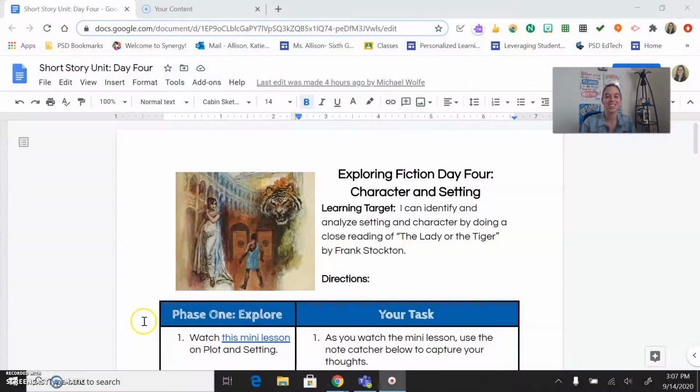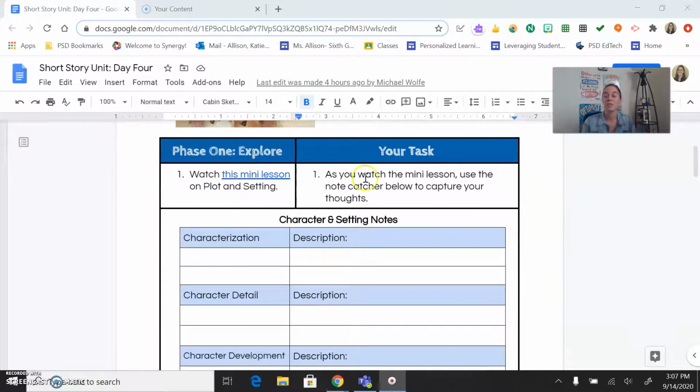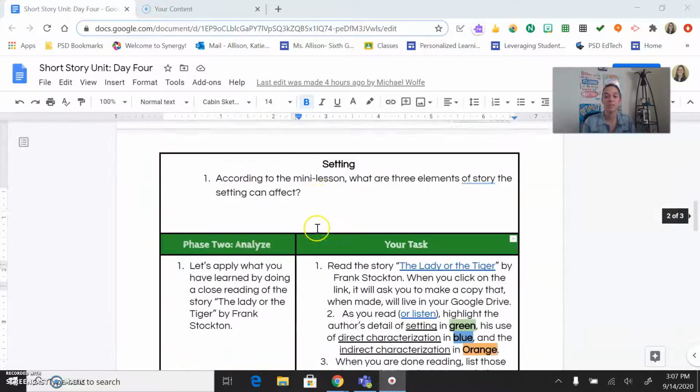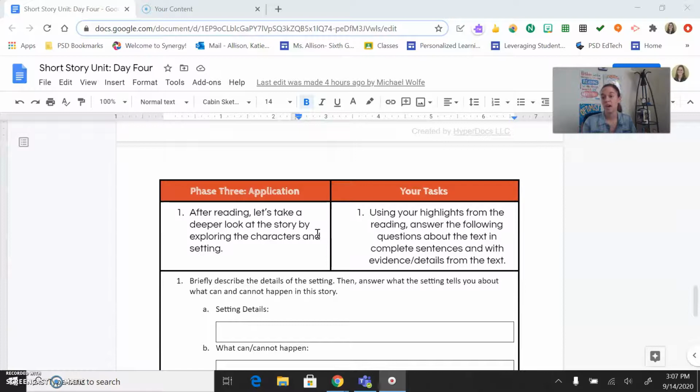Alright, so let's take a look together at what this is. Our learning target is, I can identify and analyze setting and character by doing a close reading of The Lady or the Tiger by Frank Stockton. Alright, you should be watching these directions right now. So we have our three phases again. We have the explore phase, the analyze phase, and then down here the application phase.